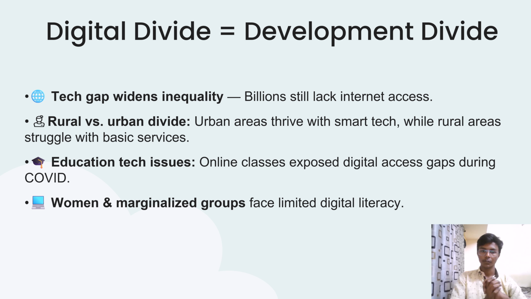And education tech issues: online classes exposed digital access gaps during COVID. In 2019 and 2020 there was a COVID gap. The two years were like a gap. Students did not get education in person, so they made online classes. Lockdown kids came to know what these things are. Women and marginalized groups face limited digital literacy.